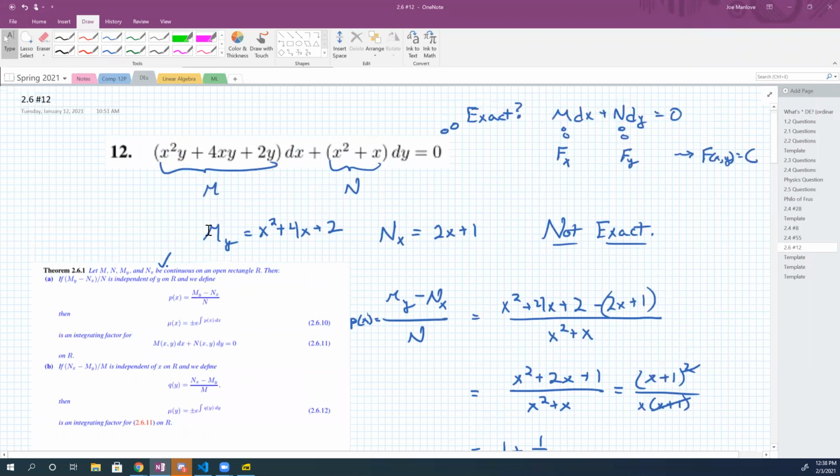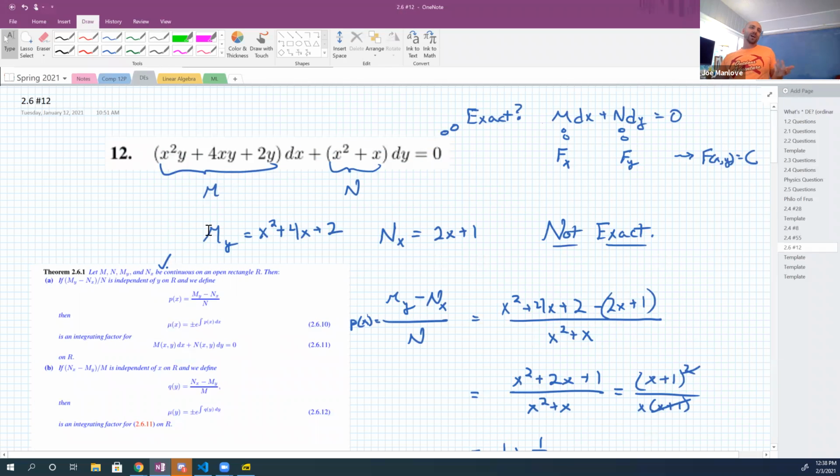Yeah, cool. All right. Which is kind of neat, right? This sort of says that, hey, even if you accidentally try to find an integrating factor, it'll still work, which is a reassuring thing for a technique, right?